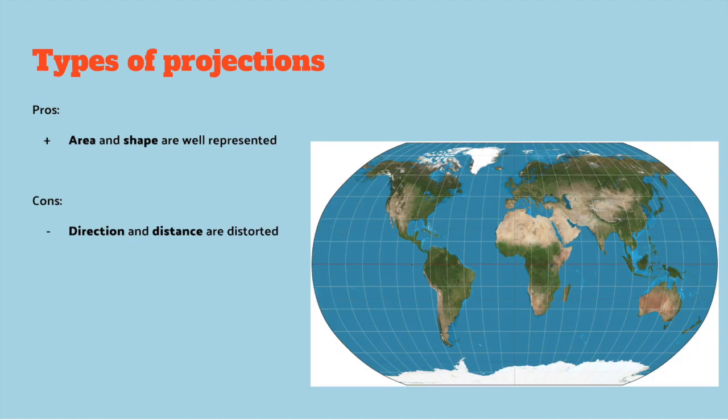Next, this map is a Robinson projection. The area and shape are well represented, least distorted. However, the direction and distance are the most distorted. Often it's used in school classrooms because although direction and distance are distorted, it doesn't really matter, because the more important thing is the shape and size of countries. Since that's the main thing, the map is useful in schools, so that's why it's popular in schools.